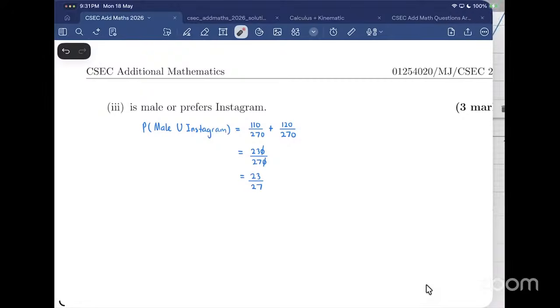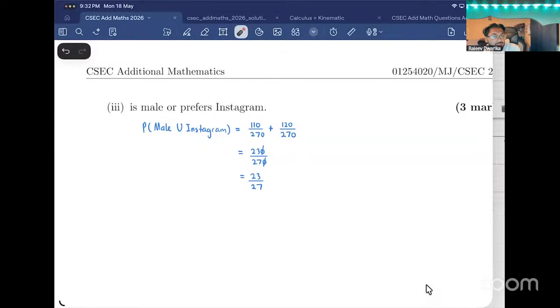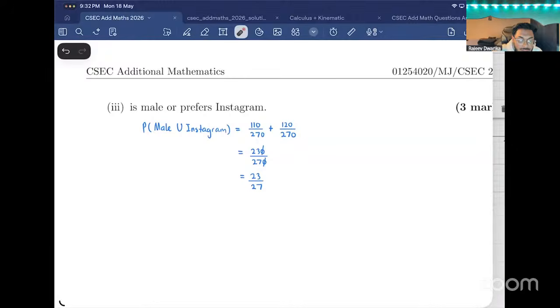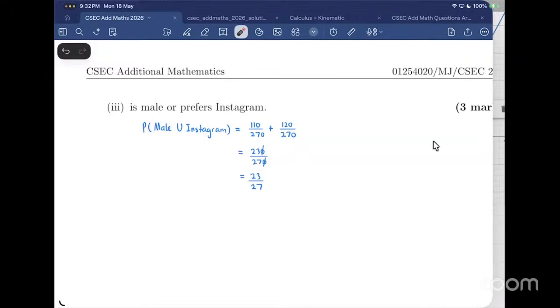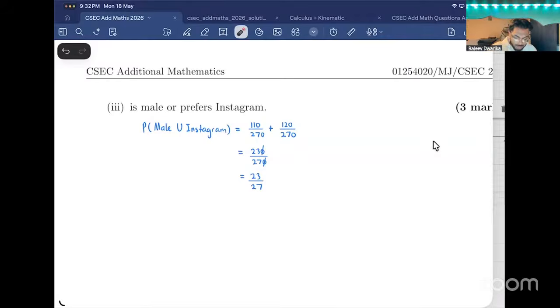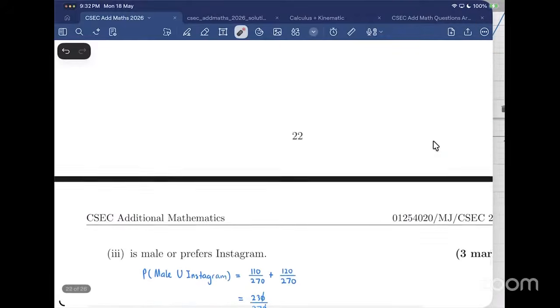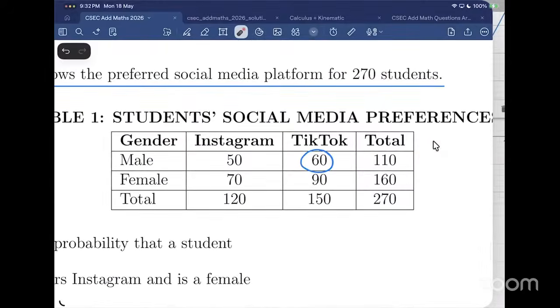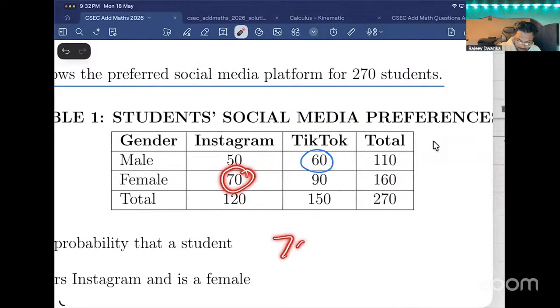That's 1 minus whatever that is. And what would that be? So 1 minus that, minus what? 23 over 27. 4 over 27. Let me see, that's true. So female on TikTok. If we're looking at females, females is 70.